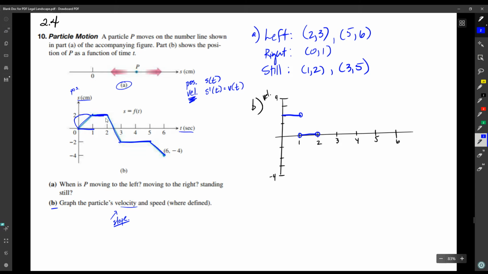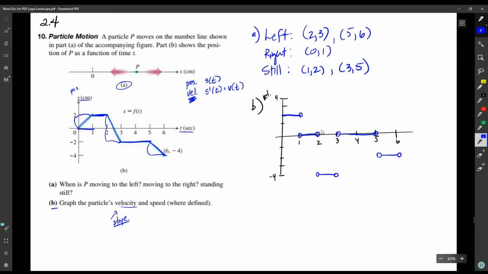Let's move next to 2 to 3. So we're going down 1, 2, 3, 4. We're going down 4 as we go over 1. So that's a negative 4. So we're going to go from 2 to 3, a velocity of negative 4. Then from 3 to 5, we have a 0 slope again. So that is going to be a 0 velocity. And then from 5 to 6, we're going down 2 spaces from negative 2 to negative 4 and over 1. So we want to be at negative 2 here. And there's the end of the velocity graph.